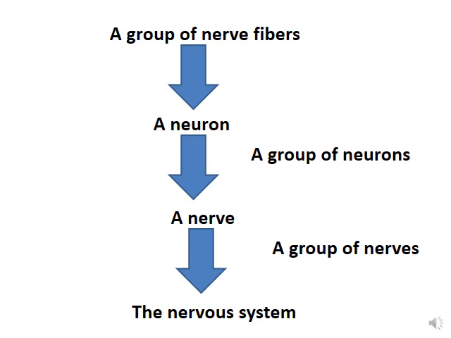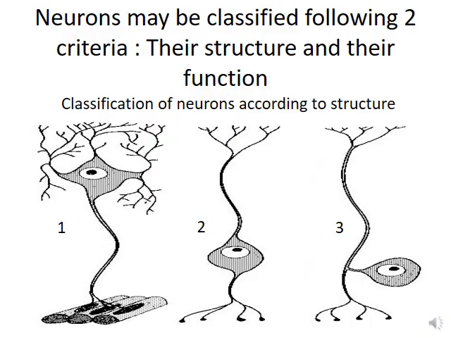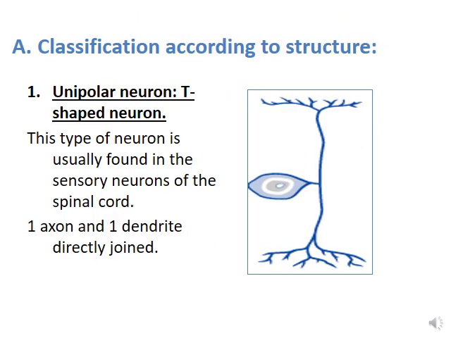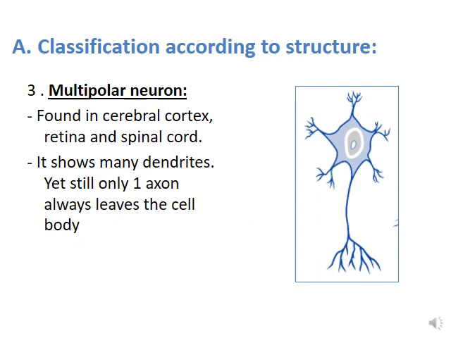You have to know that a group of nerve fibers represent a neuron. A group of neurons gives a nerve, and a group of nerves composes what's known as the nervous system. Also, let's have a revision about the different types of neurons. They are classified according to their function and according to their structure. According to their structure, you have the unipolar neuron, T-shaped, the bipolar neuron, and the multipolar neuron, having many dendrites and only one axon.